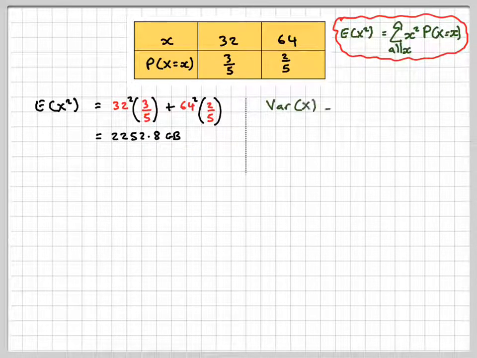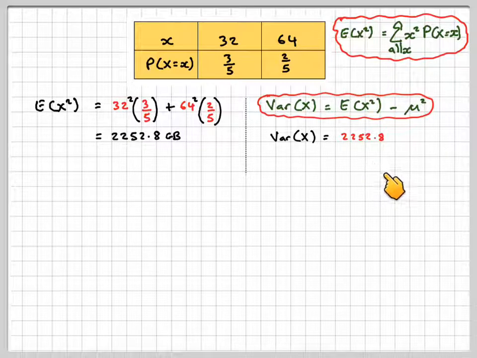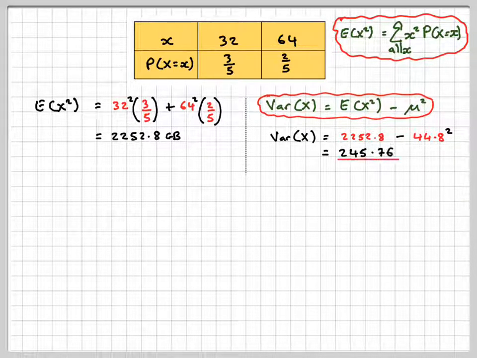And then to find the variance, we will need to do E of x squared minus the mean squared. The mean squared is E of x, squared. Let's take the previous answer, the one where we found E of x, and square it. So that's going to be 2,252.8 minus 44.8 squared, which gives me 245.76 gigabytes. Now, if we were asked to find the standard deviation, then we'd have to take the square root of that.